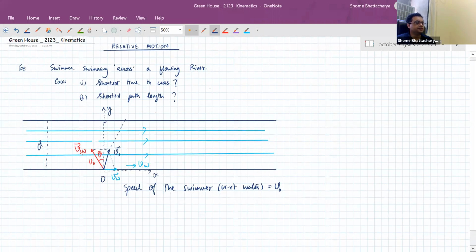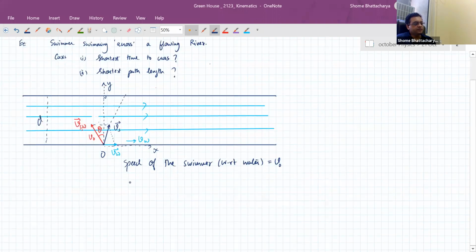So in this case, we can see that the net velocity of the swimmer with respect to ground is the vector sum of the relative velocity plus the velocity of the water. So when we write this in component form, this will become what? The velocity of the swimmer with respect to the water, you can see its magnitude is v naught and it's at theta like this with the y-axis on the negative side. So the x component is minus sin theta and the y component is plus cos theta j cap, whereas the velocity of the water is v naught i cap.